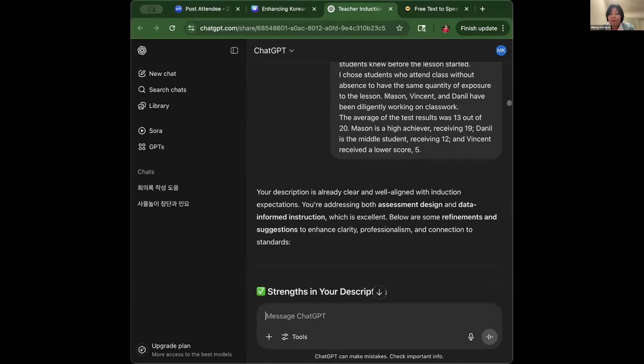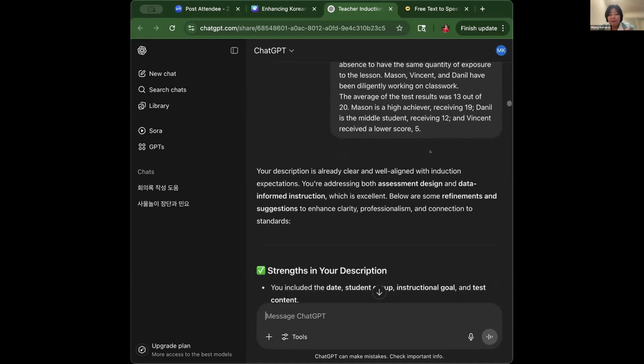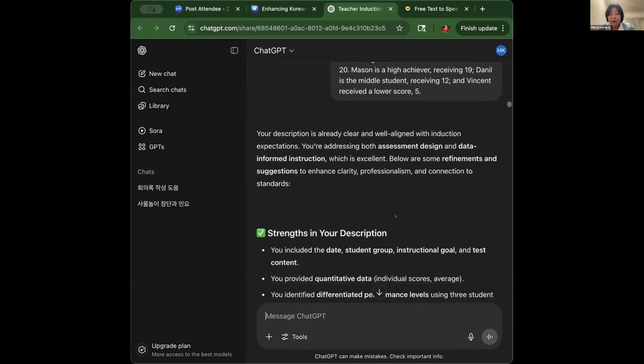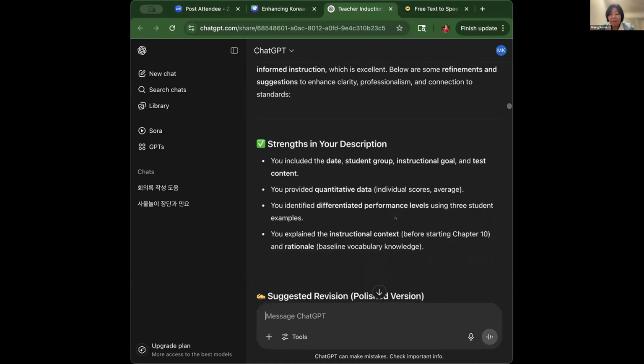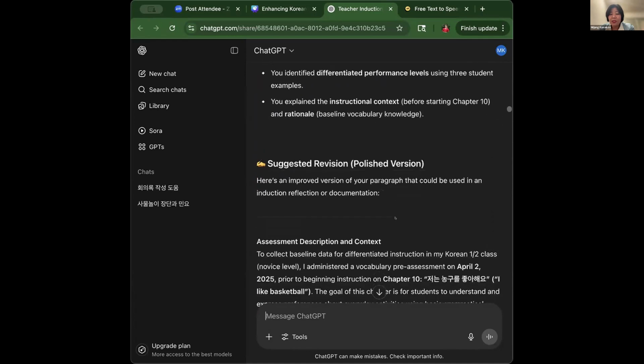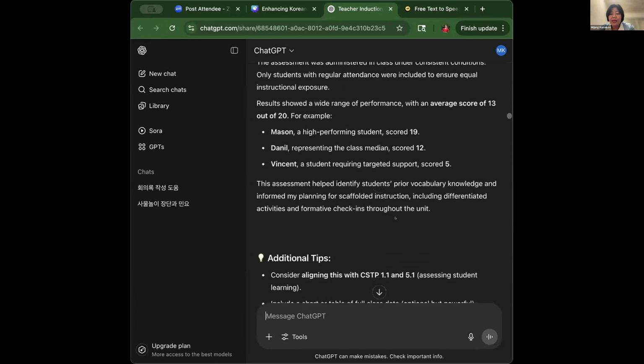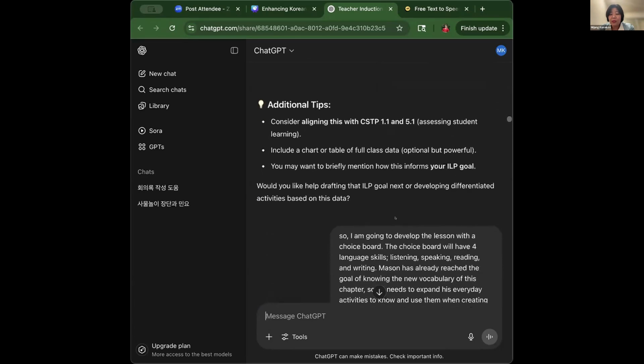And then I separate them into 3 different groups after the baseline test: Mason group, Vincent group, and Daniel group. Mason is advanced, Vincent is low level, and Daniel is intermediate. So I separated them. And then it says what strengths I have in my description and suggested a version of it. And it definitely helped me improve my English.